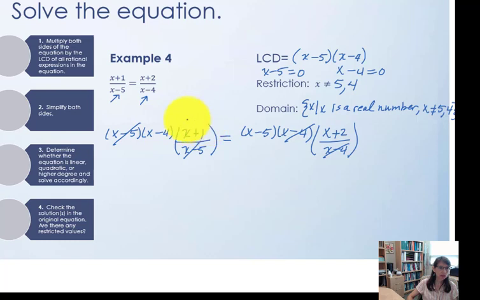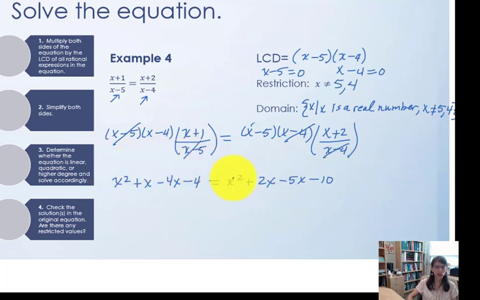So again, I've got some binomials that I'll need to distribute to multiply, and that gives me x squared plus x, then distribute negative 4 to get minus 4x minus 4. On the right-hand side, I also have two binomials, so I'll use distributing x times x and x times 2. That's x squared plus 2x. And finally, distribute negative 5. Minus 5 times x is minus 5x. Minus 5 times 2 is minus 10.